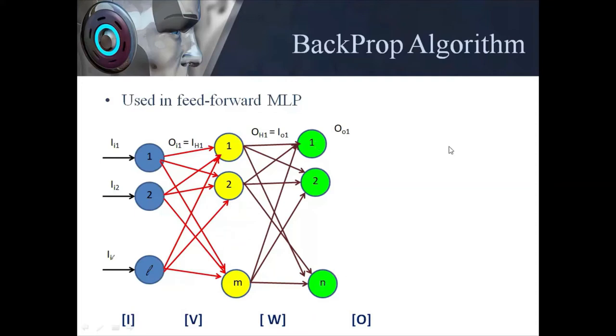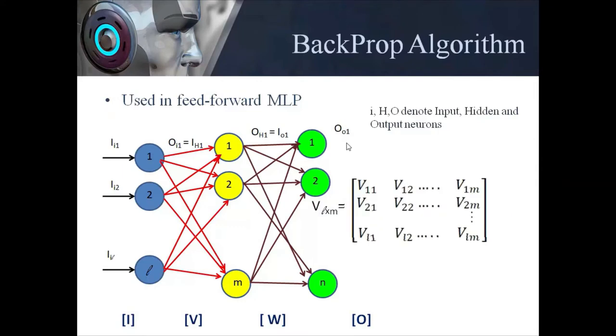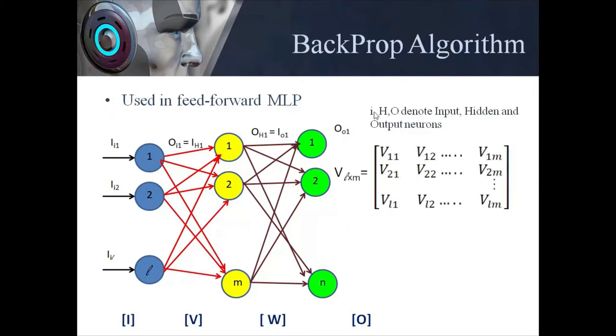layer. So I have the inputs which are applied to my input layer units, and the output from these input layer units is passed as the input to the hidden layer units, and the output of these hidden layer units is passed as the input to the output layer units, and finally we get our outputs which are computed. So the subscripts I, H and O denote the input, hidden and the output neurons.